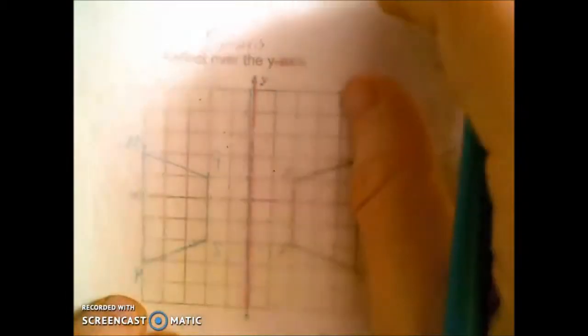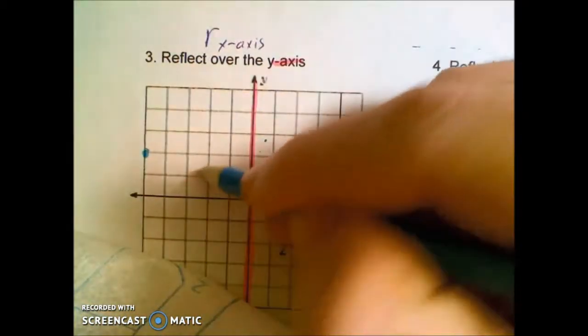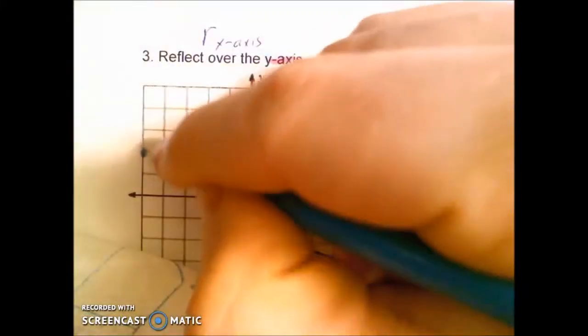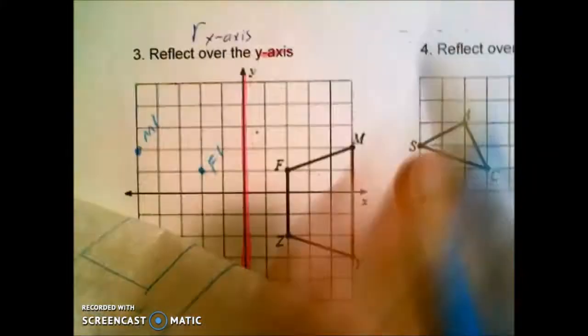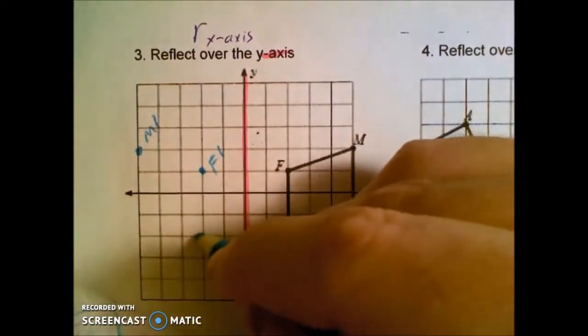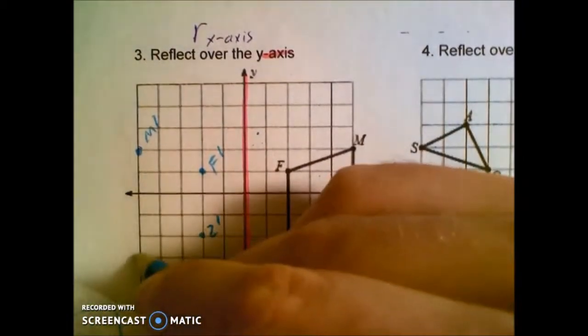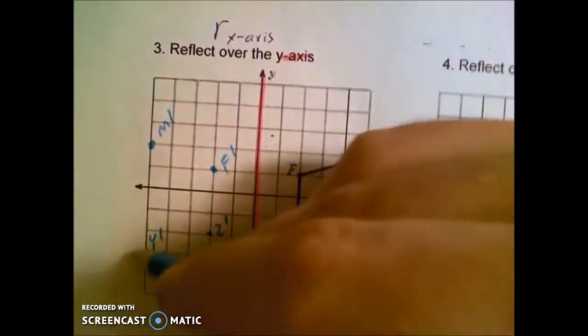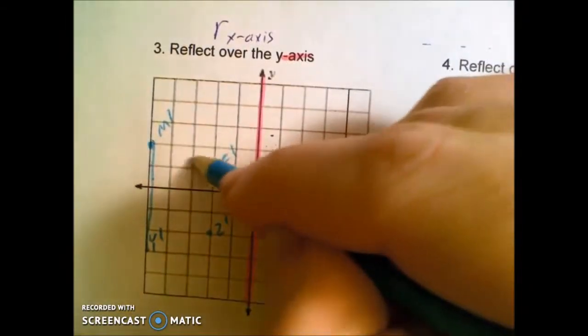Just like before, I can lift up the paper and plot those points just like that. There's M prime, F prime, check that out. Z prime, and Y prime. And that is a reflection with the transfer paper.